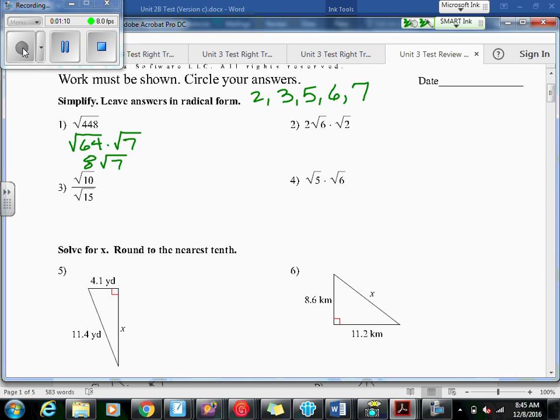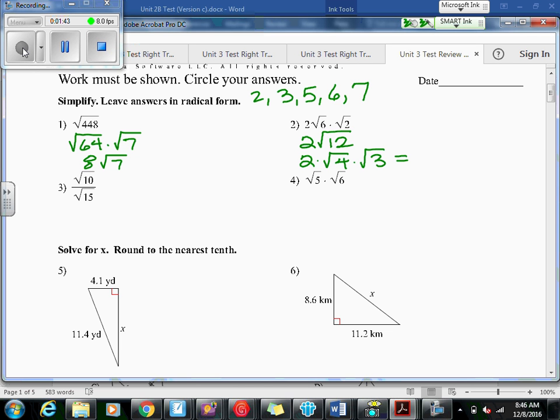All right, on number 2, this is a multiplying problem with radicals. And if you remember, I told you you're going to multiply numbers with numbers, radicals with radicals. So this is going to give you 2 times the square root of 12. And I know a lot of you want to leave it there, but don't, because remember, you have to get the largest perfect square that divides into 12. And the largest perfect square that goes evenly into 12 is 4. So I'm going to rewrite this as 2 times the square root of 4 times the square root of 3.